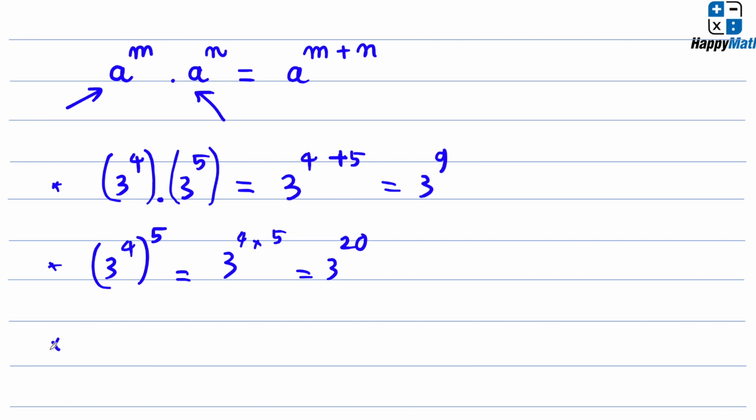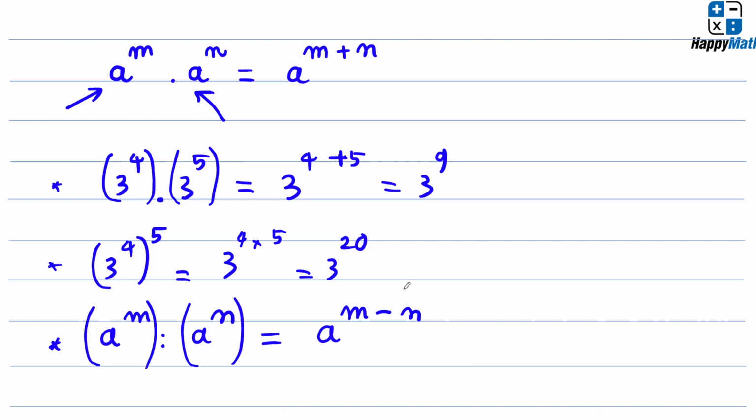So when will you use subtraction? This is when you have a to the power of m divided by a to the power of n, you will have a to the power of m minus n. For this case, you have a division of two exponents. You will use subtraction for the power numbers with the same base number. Something like this.